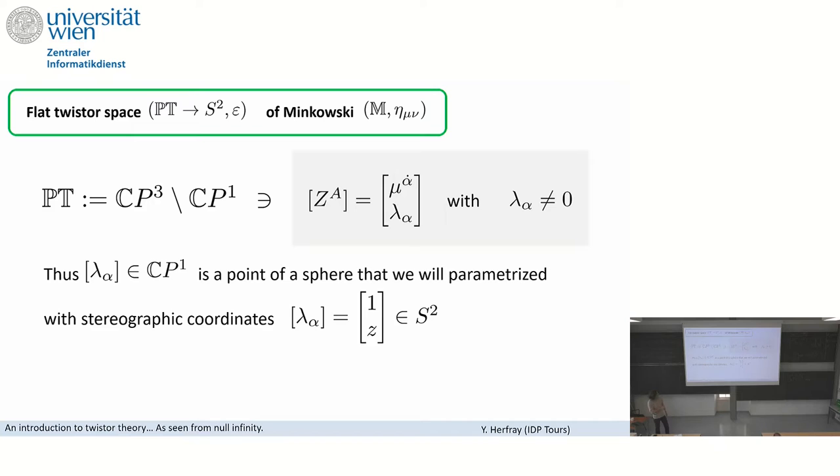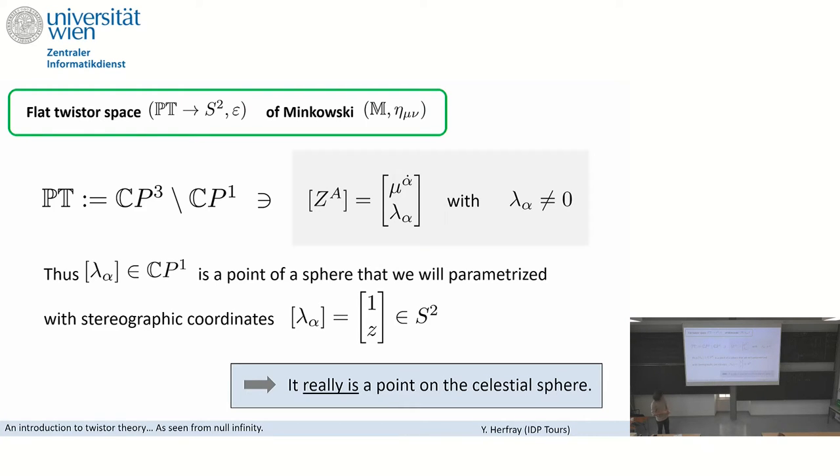I'm always going to parameterize this lambda with stereographic coordinates like this, 1 and z. It's just convenient for us to have in mind that there is this sphere sitting here in the twistor space. And as we'll explain very soon, this sphere is going to be important for us because it really is a point on the celestial sphere. So just to make sure we are all on the same page, is there any question about this notation? Because now I'm going to systematically use these homogeneous coordinates in CP1.